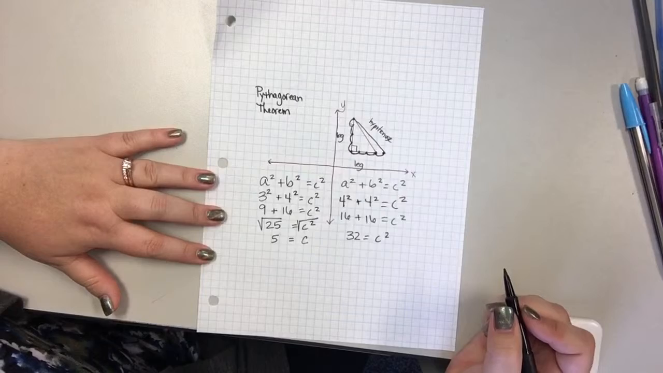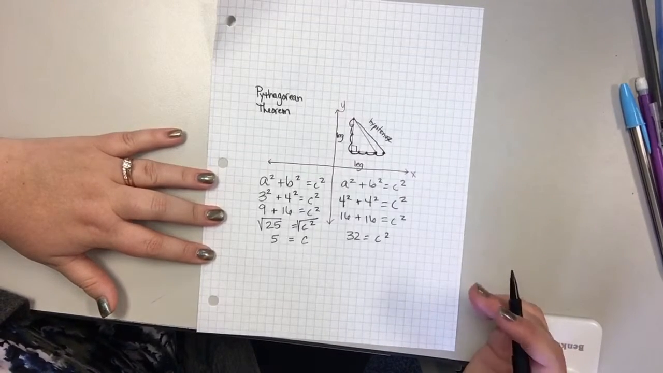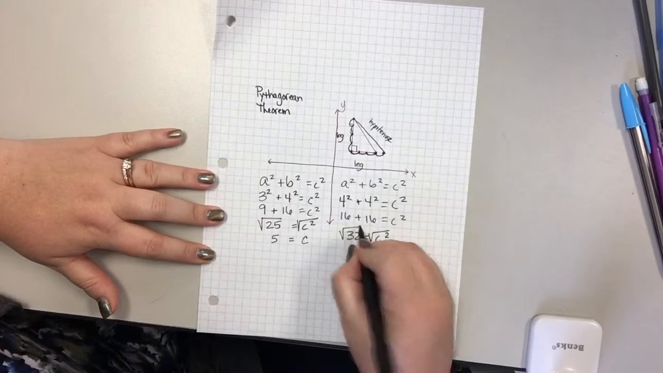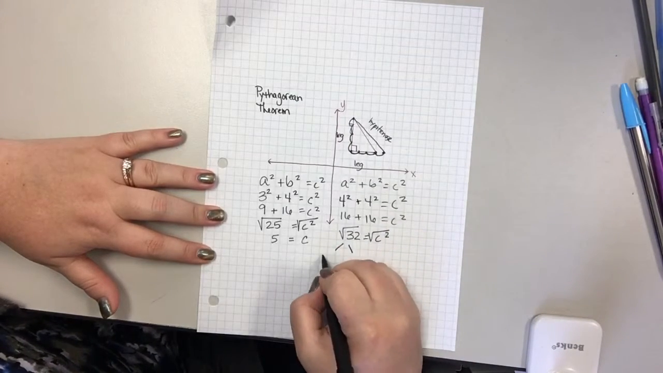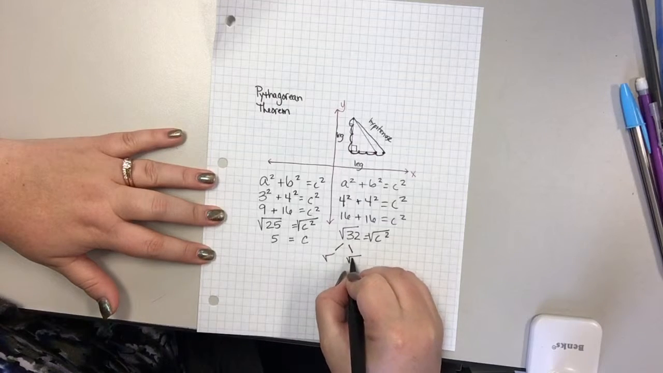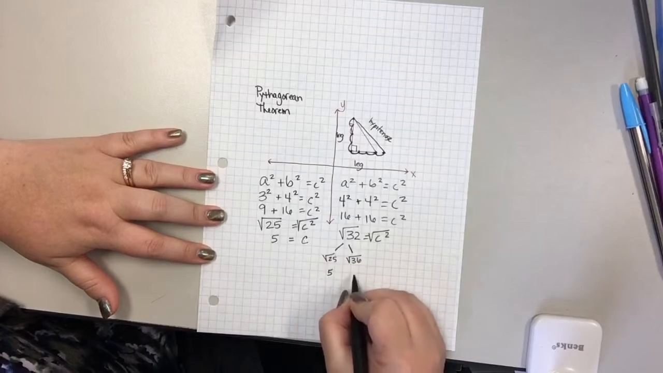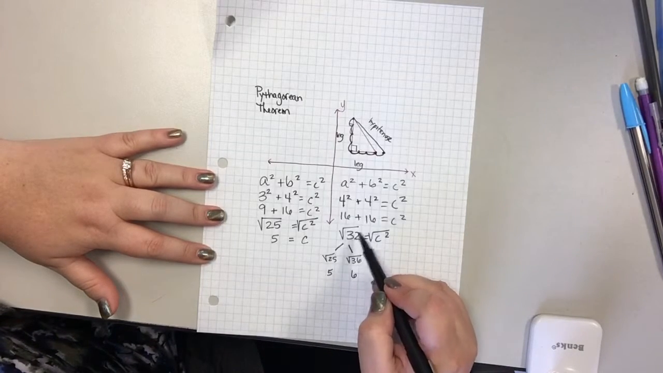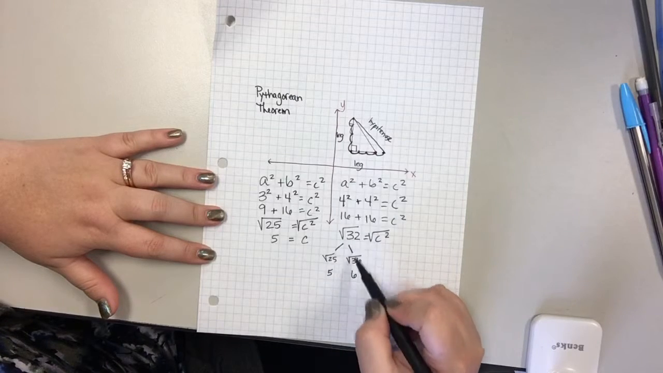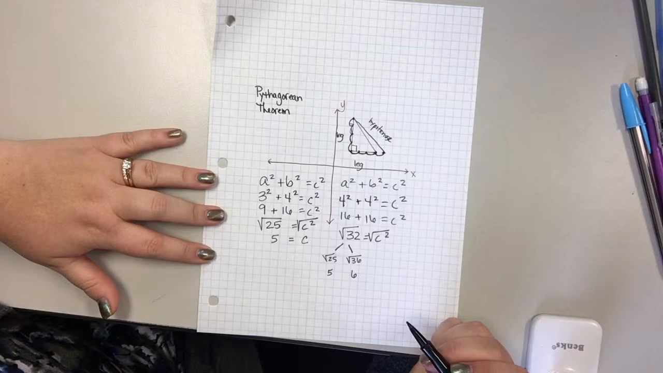Now this one is a little bit more difficult because it doesn't have a perfect square root. So you're still going to square root both sides, except this time it's going to be an estimate. So the square root of 32 is close to the square root of 36 and 25. So I know the answer is going to be between 5 and 6. So which one is 32 closer to? Subtract 36 from 32 and then subtract 32 from 25. Which one is it closer to?